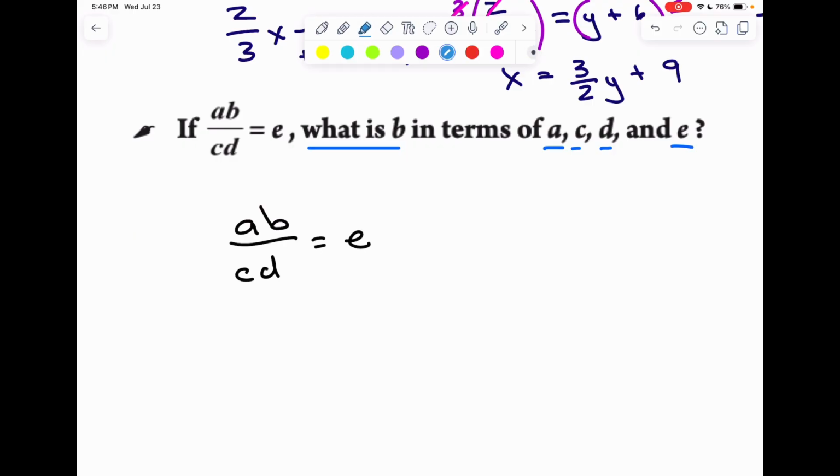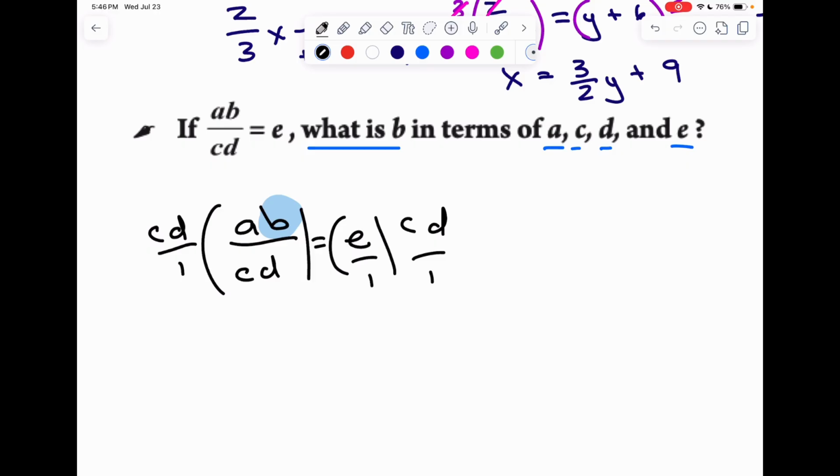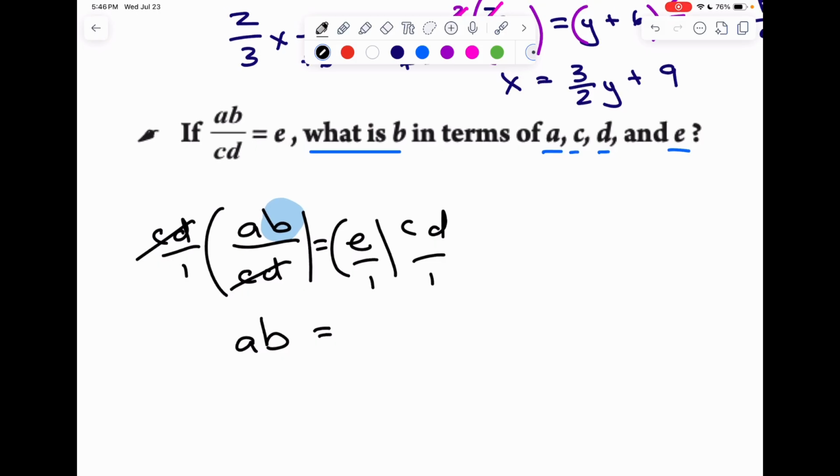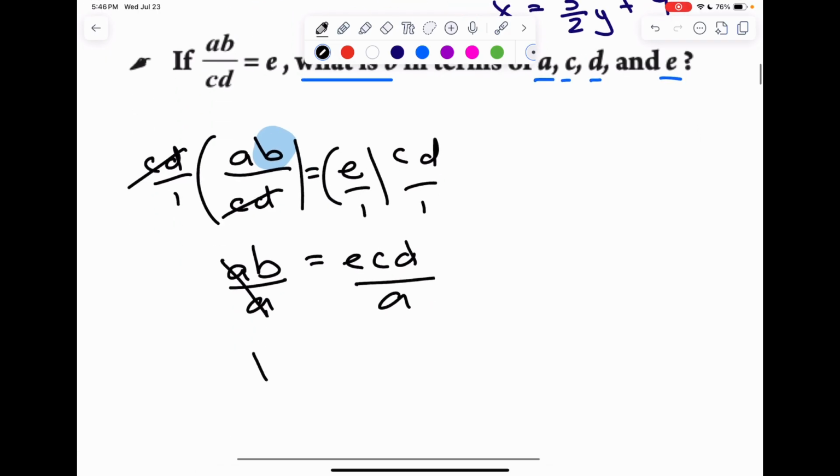Now again, we're going to try to isolate B, which means we're going to clear our denominator. We're going to multiply both sides by CD over 1. I'll put a little 1 under here so the E doesn't feel lonely. The CDs will cancel out and we'll be left with AB on our left-hand side. And on our right-hand side, E times C times D. And we'll divide both sides by A to isolate our B. And we'll get that B equals ECD over A.